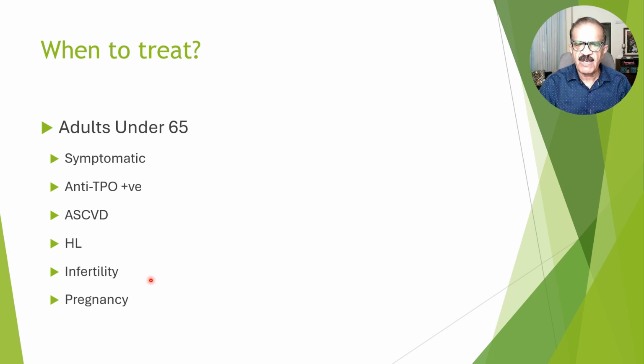Then if somebody is pregnant, again, values of TSH above 4 would indicate thyroxine, because in pregnancy, we need an absolute euthyroid state for the baby to develop normally.